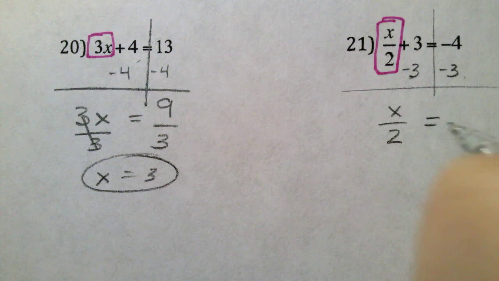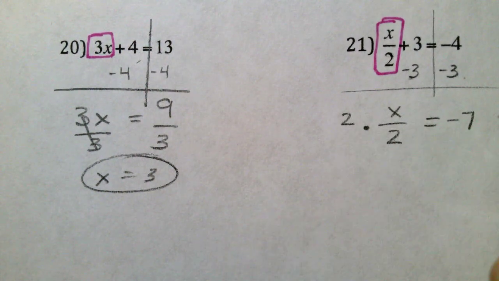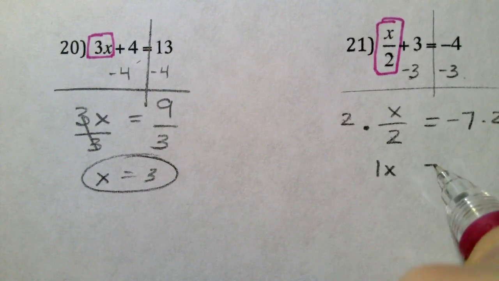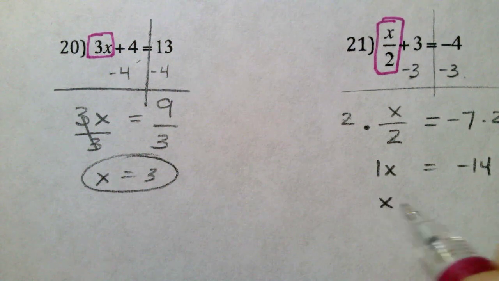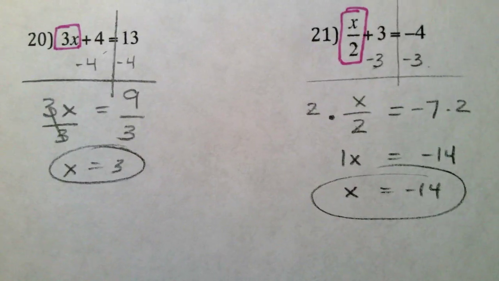And now this is going to start to look a lot nicer. This is division, so I'm going to multiply both sides by 2. Now I have 2 over 2, which cancels to 1x. Or maybe you just write it as x. This is what it should look like.